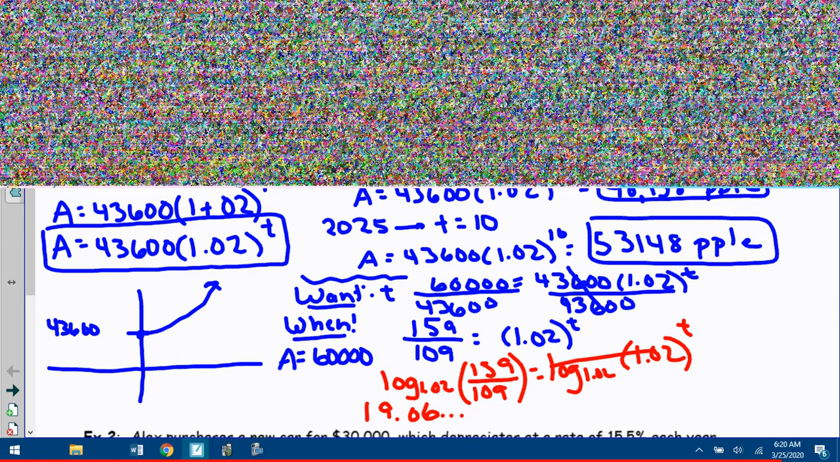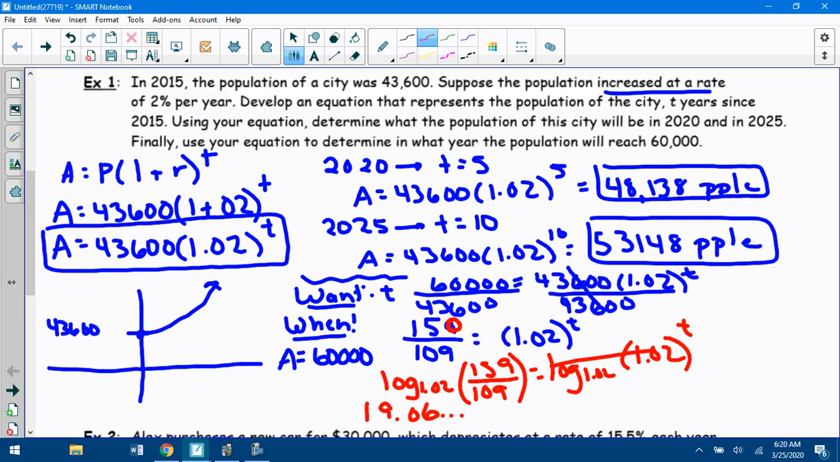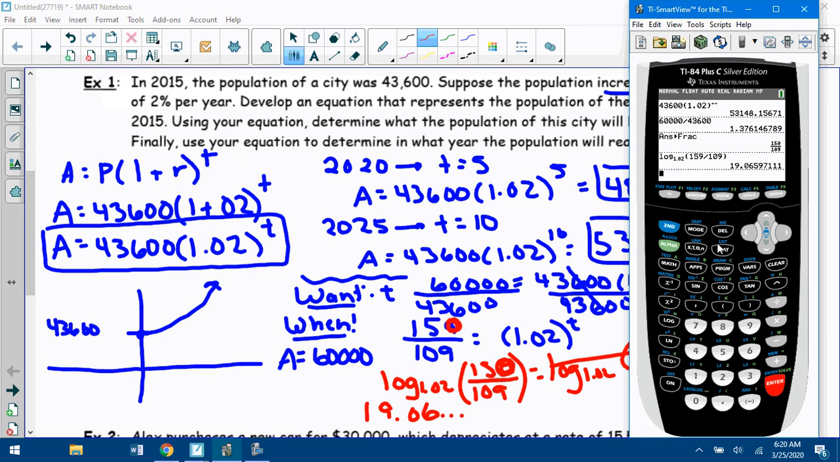Did I do that right? Oh, sorry, not closer to that. That was 150 over 109. Sorry, stop groaning. So that should have been 150 on all these. Try that one more time. Log base 1.02 of 150 over 109. 16.123.